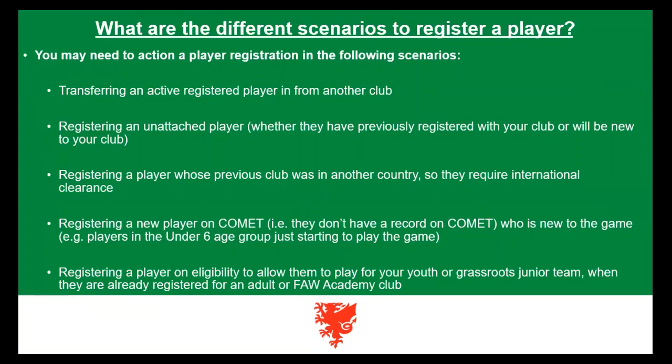Registering a player whose previous club was in another country, so they may require international clearance. How to create a new record on COMET. For example, if you've got an under-6 player who's never played in Wales, so won't have a record on the system, you may need to create a registration record for them and then look to get them registered. And finally, how to register a player on eligibility. If they're currently registered with an adult or academy club, how to request eligibility so that they can register with yourselves at Club B if you're a youth team or a grassroots junior team.